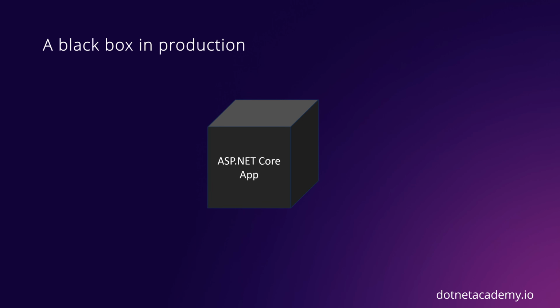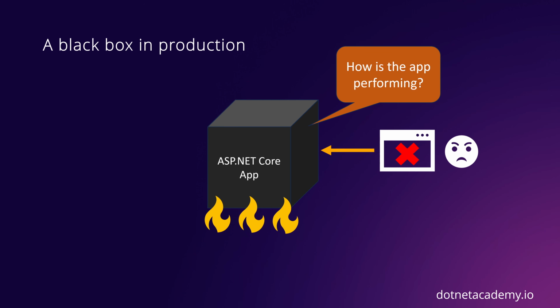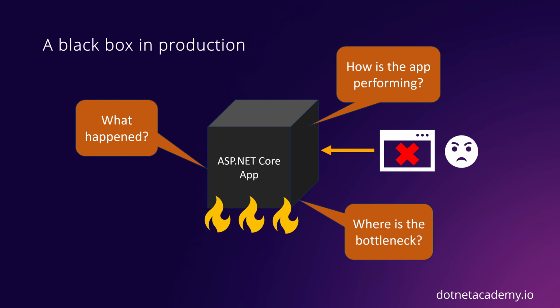What is observability? Well, imagine you have deployed your application to your production environment, but eventually the inevitable happens. Your customers start reporting issues, and you suspect that something really bad is impacting your application. So, of course, you start asking questions to figure out what's going on. How is the application performing currently? How to tell exactly what happened? And across all our services and dependencies, where is the bottleneck?